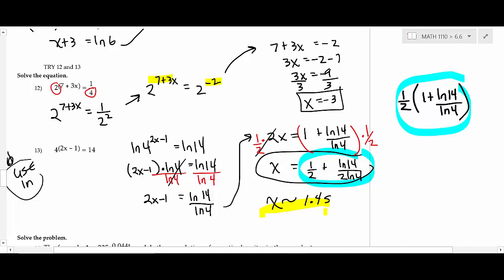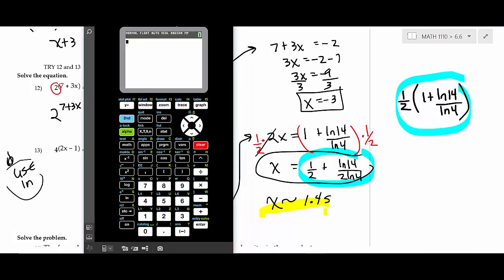Now, let me ask this. Did anybody get those exact answers? You got the exact answer. Okay, good. Anybody else get the exact answer? Okay. Now, what you want to do there is put this in your calculator. So the way I did this, and let me show this to you.